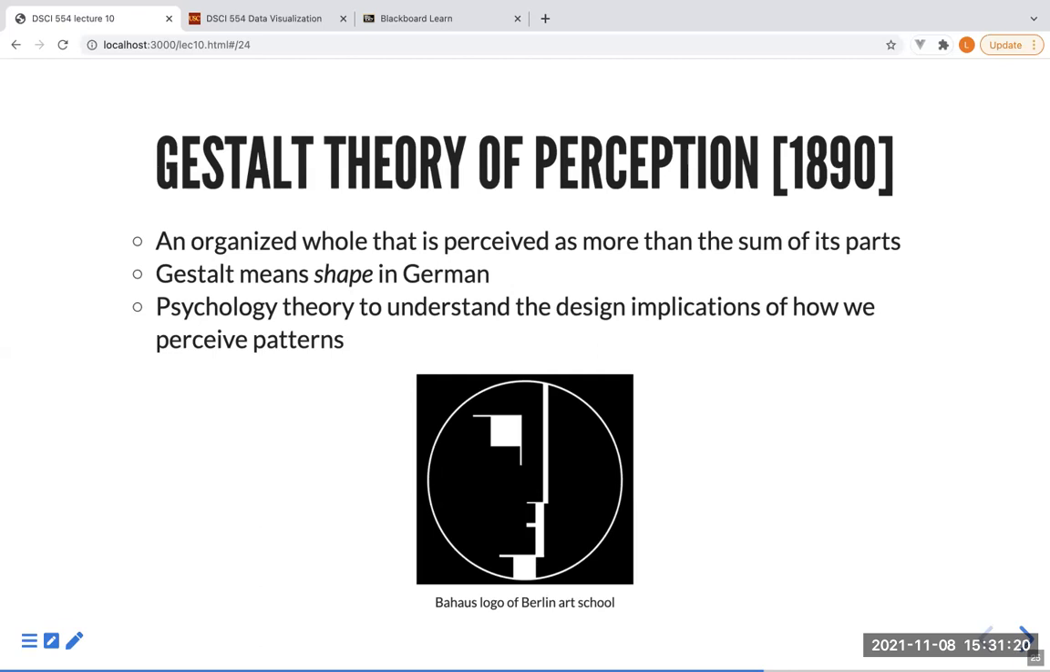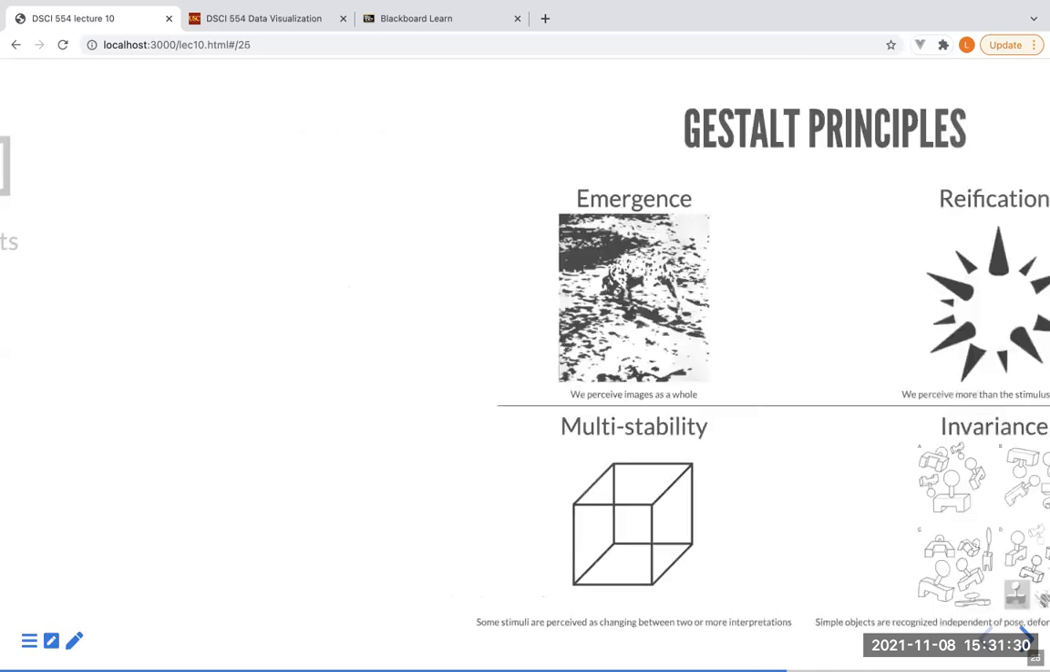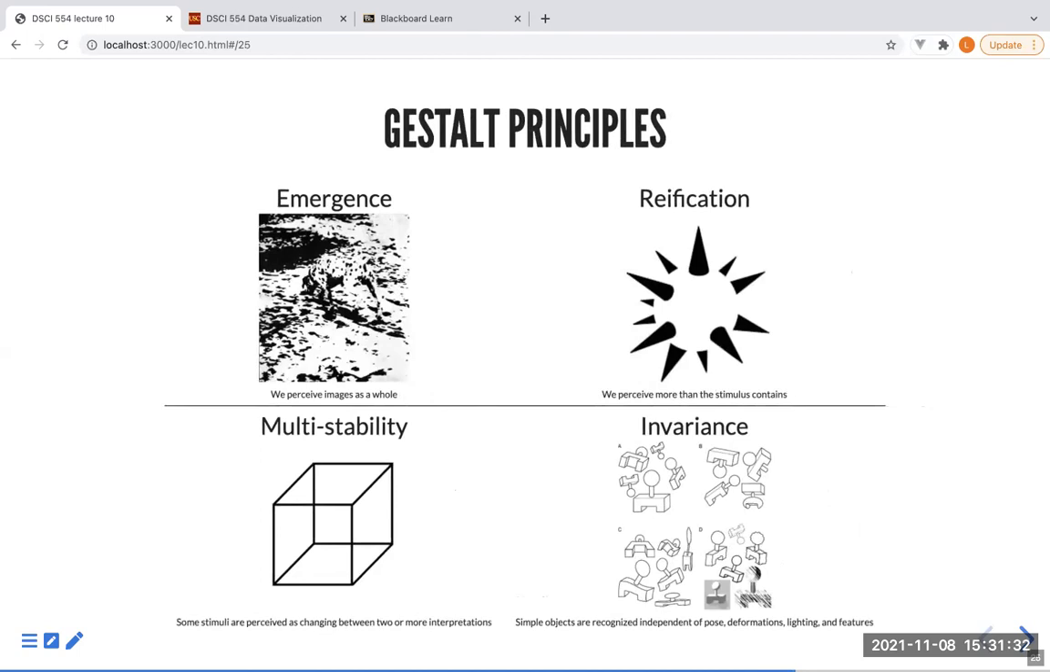Yeah. So the logo of the school symbolizes this idea that it's more than just the individual pieces that we understand. We see it as a totality. So they have these 4 principles, and then there are laws of how things are grouped that we're going to look at. So the emergence is that we perceive images as a whole.